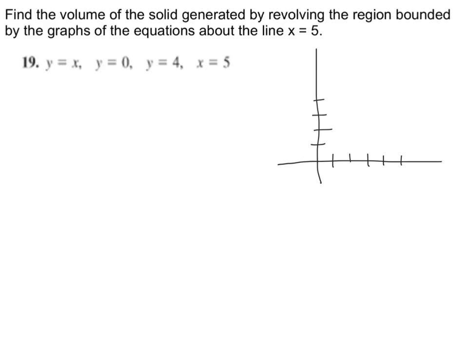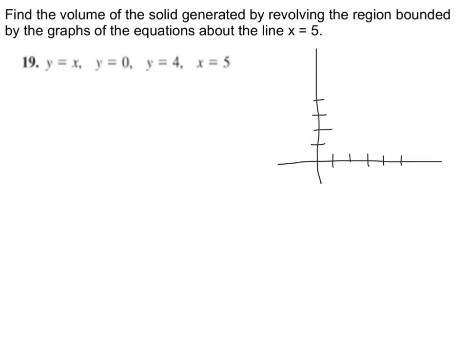All right, one final example. This is number 19 from your assignment. So once again, if you do these in your notes, then when you get to number 19, you don't have to do them on your assignment. So for instance, we're going to be finding the volume of the solid generated by revolving the region given by these equations.